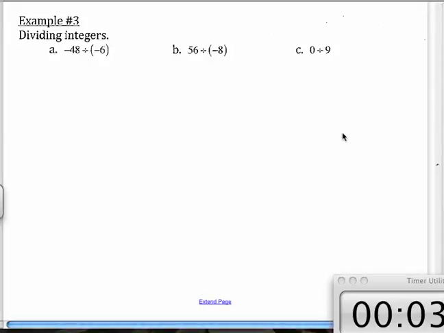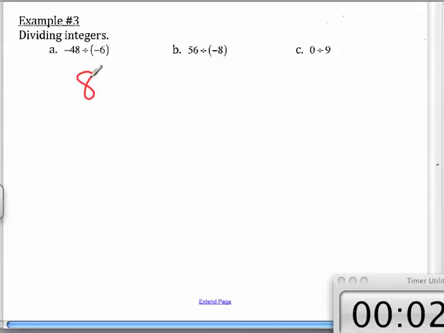Example 3, dividing integers. The first one says negative 48 divided by negative 6. And you know the rules for the sign are the same. So, Alex, what'd you get on the first one? Negative 48 divided by negative 6. Positive 8. Negative divided by negative is positive. Okay? And guys, you shouldn't be using your calculator here. We need this in our head.